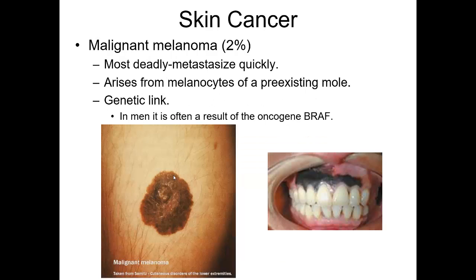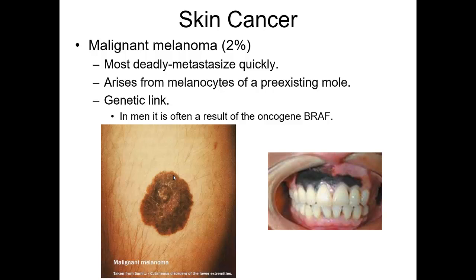Now, the most lethal of them all is a malignant melanoma, because they can metastasize extremely fast. The rate of recovery is only about 2%. And this is the cancer of the melanocytes. If you recall from part one of the chapter, you know what melanocytes are. They usually arise from a pre-existing mole, and they're characterized by a mole that looks like it is growing. So if you have a pre-existing mole and it looks like it's growing in size very quickly, then it's time to go to the dermatologist.